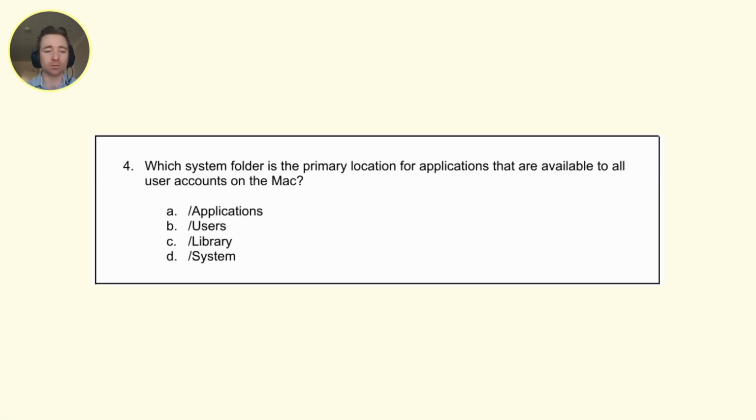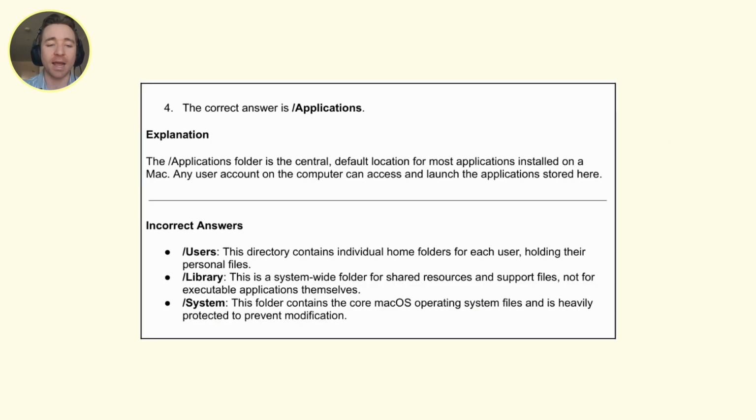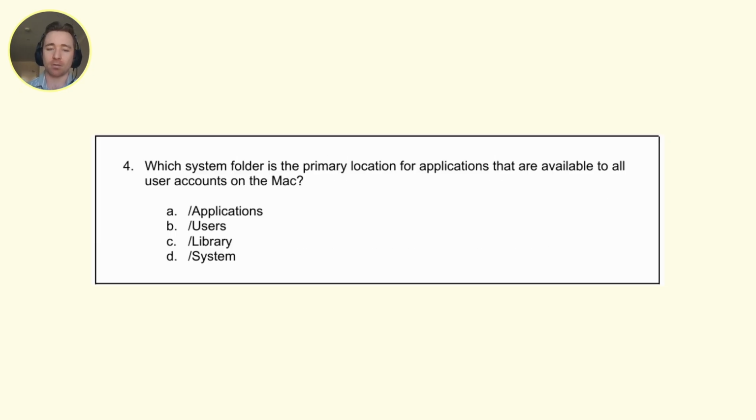The next question reads, which system folder is the primary location for applications that are available to all user accounts on the Mac? Is it A, applications, B, users, C, library, or D, system? Your answer in 3, 2, 1, now. It is, what? Oh yeah, no, sorry, I misread the question. I was like, it said users, so it's going to be users, right? No.